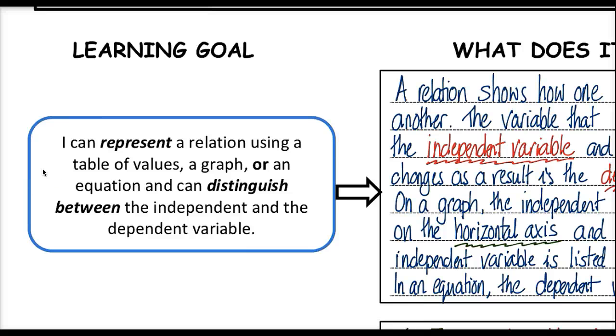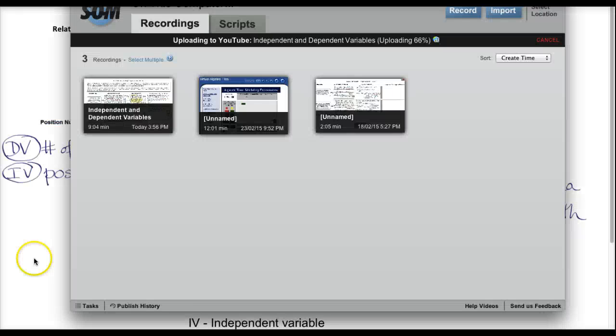Second video, we're still looking at this first learning goal of ours. I can represent a relation using a table of values, a graph, or an equation. In our first day, we did a lot of work with this idea of tables of values and graphs, and going from there to an equation. So that's our focus here. Let's take a look at the Smartboard lesson for that day.